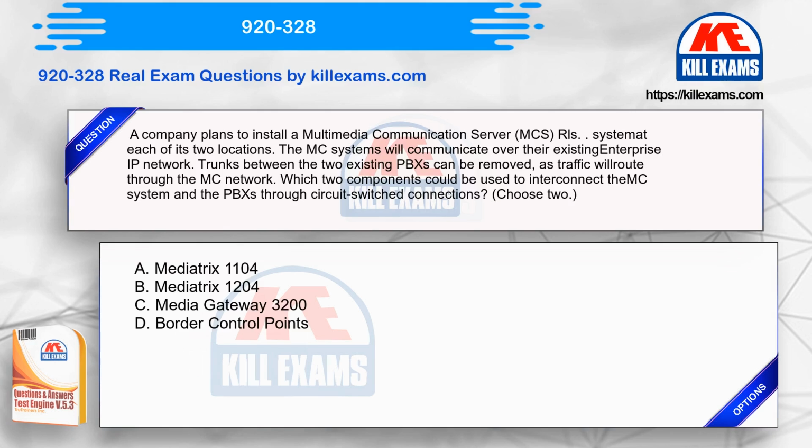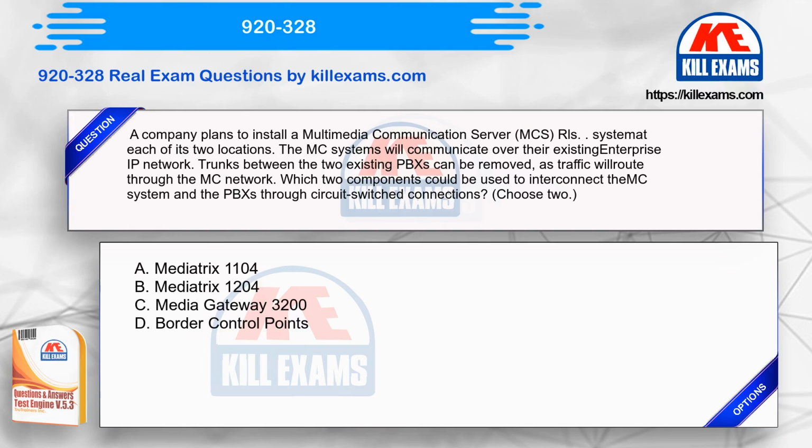A company plans to install a Multimedia Communication Server (MCS, RLS) system at each of its 2 locations. The MC systems will communicate over their existing enterprise IP network. Trunks between the 2 existing PBXs can be removed, as traffic will route through the MC network. Which 2 components could be used to interconnect the MC system and the PBXs through circuit-switched connections?